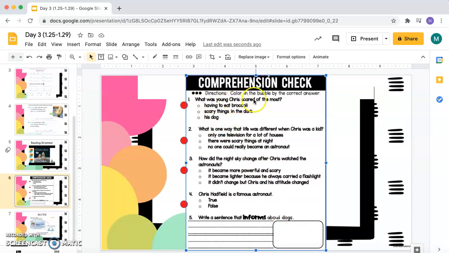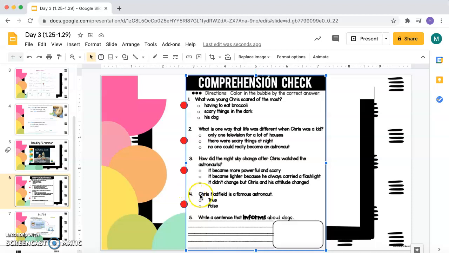What was young Chris scared of the most? Having to eat broccoli, scary things in the dark, his dog. What is one way that life was different when Chris was a kid? Only one television for a lot of houses. There were scary things at night. No one really became an astronaut. How did the night sky change after Chris watched the astronauts? It became more powerful and scary. It became lighter because he always carried a flashlight. It didn't change, but Chris and his attitude changed.